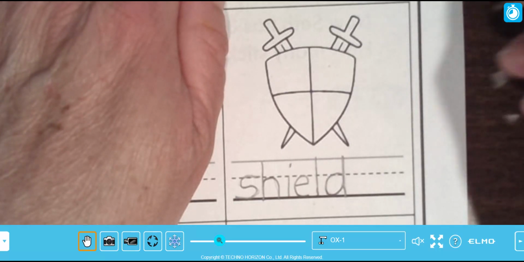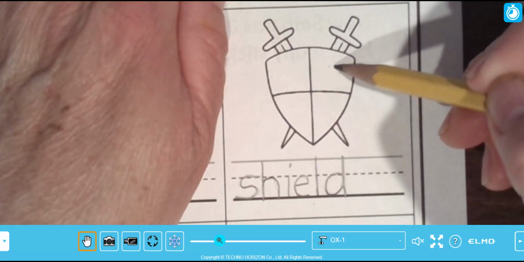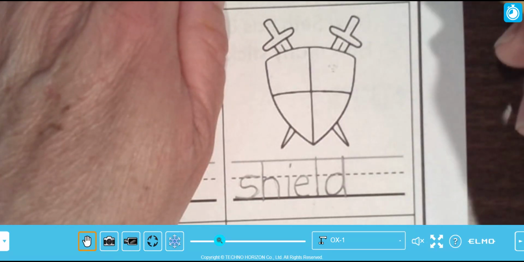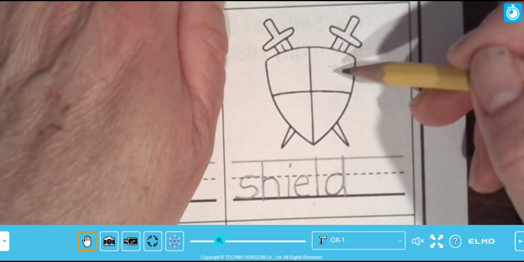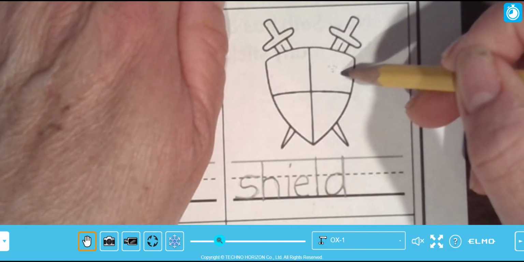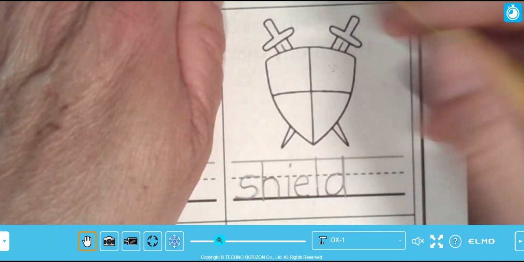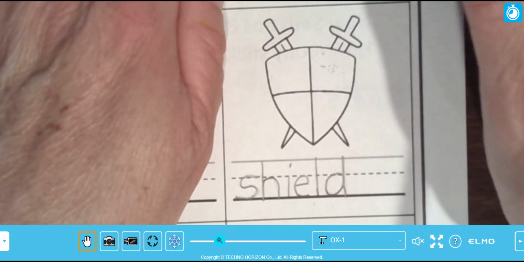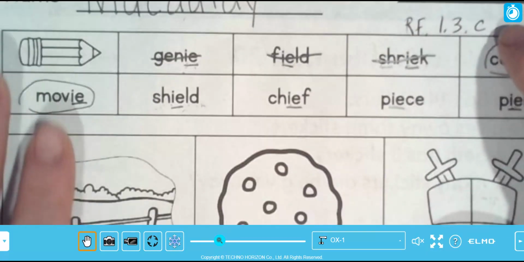Okay. The knight, the warrior, used his shield to fight off the enemy. Shield. Right? And in the olden days, they would use a shield to protect from bow and arrows. So if the arrow was being flung at them, they could put the shield in front and the arrow wouldn't hit their body. Shield. Okay, so I'm going to cross off the word shield.